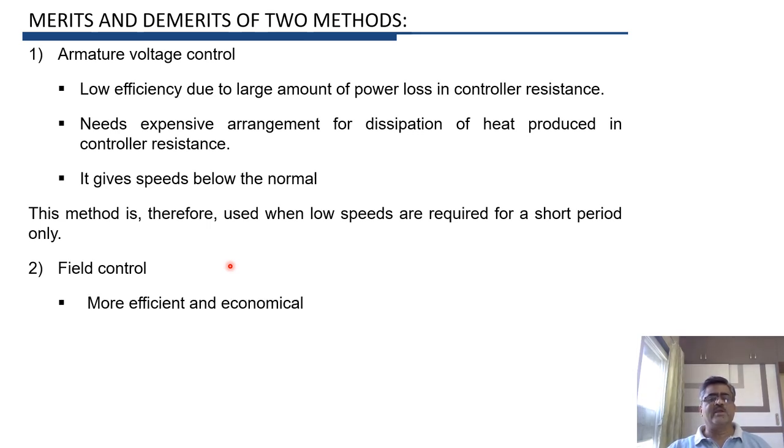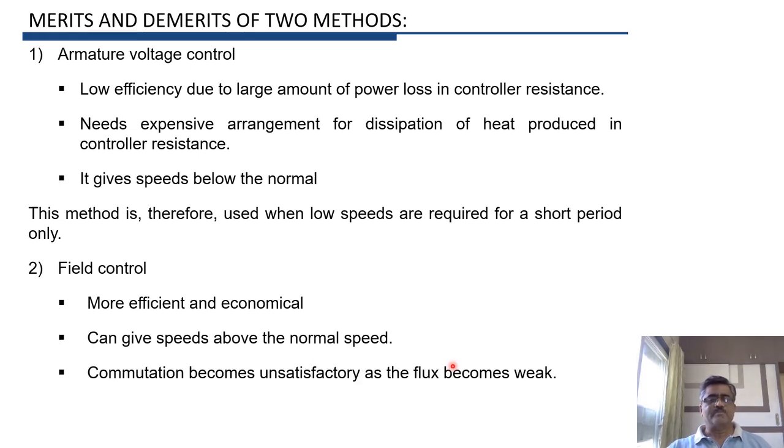Then the second method is field control. In this case, the I square R power loss in the diverter is comparatively less, and therefore the method is more efficient and economical. But in this case, we can obtain speeds only above the normal speed of the motor. Then one major disadvantage of field control is that when the flux becomes weak, the commutation becomes unsatisfactory, and therefore there is excessive sparking at the brushes if the flux becomes very weak.